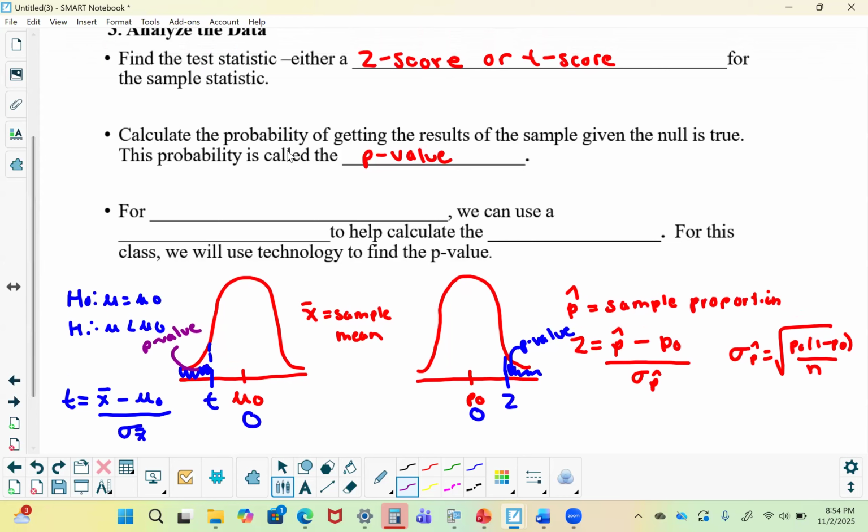Okay, so the p-value is the probability of getting the results of the sample, so getting the sample mean or the sample proportion, given that the null is true. So we always base it on the null value. We create our model around the null value, and then we find where my sample mean is located. And based on that, we determine this p-value. And again, that's the probability of getting the results of the sample given the null is true.